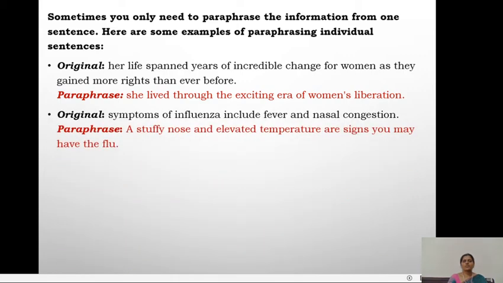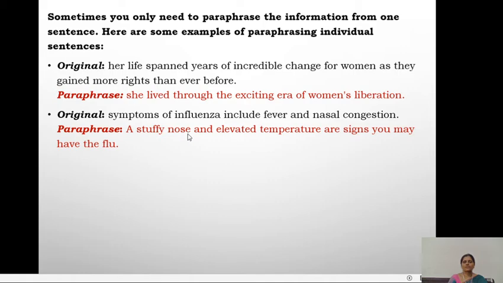Next one. Symptoms of influenza include fever and nasal congestion. So this is the original sentence. When we paraphrase that, we are not supposed to keep the exact words or same words of the original text into our paraphrase. We have to change that.